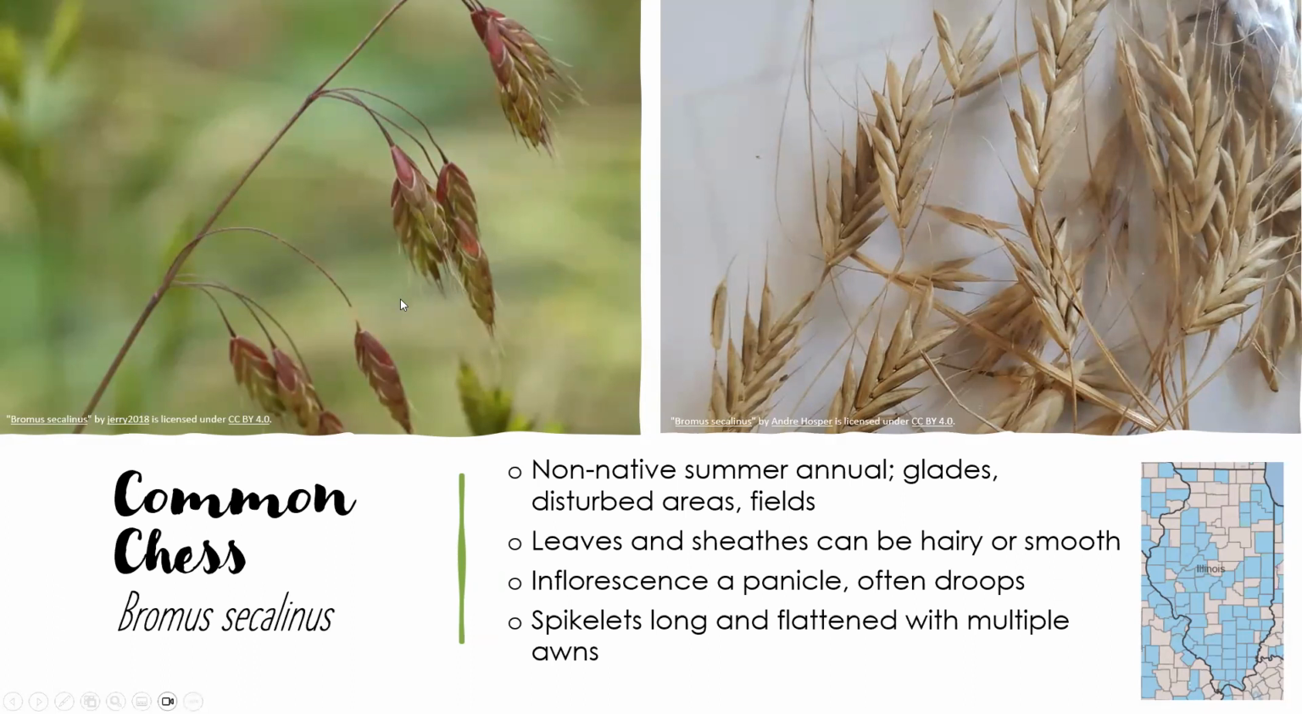Something that happens in the brome grasses too is you'll see that all those parts of the spikelets are kind of all compressed together on the left picture, but on the right, as they dry, they kind of open up and get more of a V shape to those spikelets. Okay, so that's common chess.